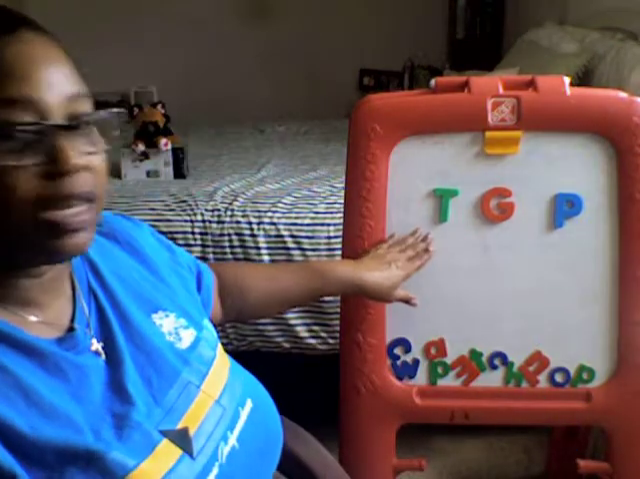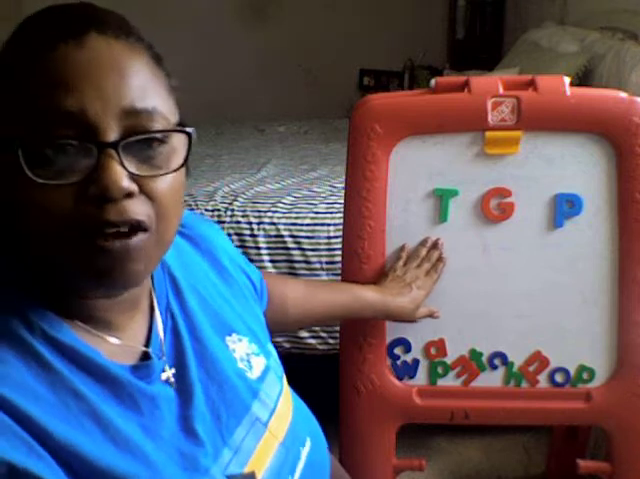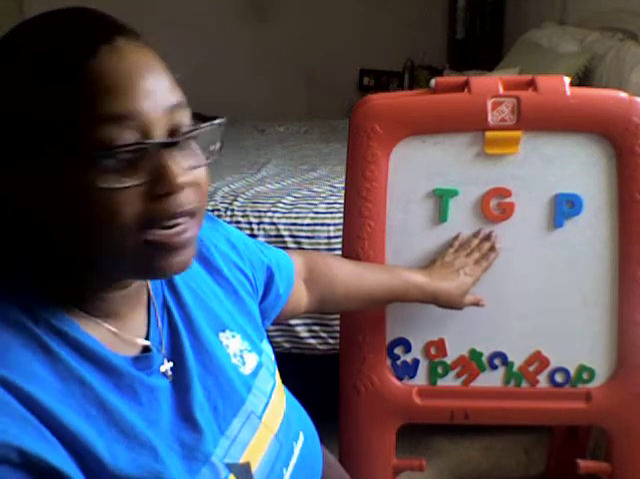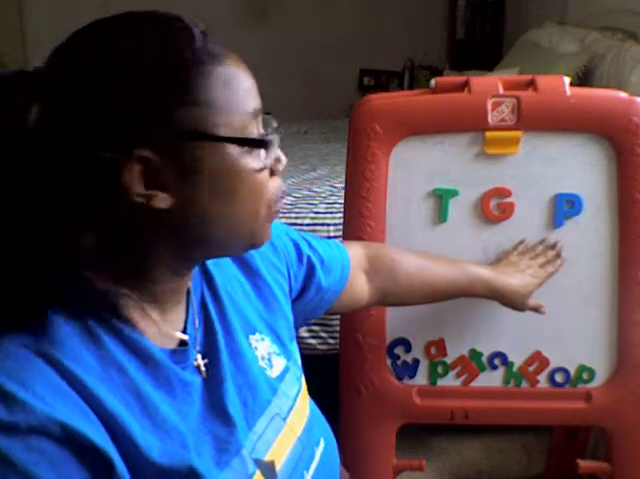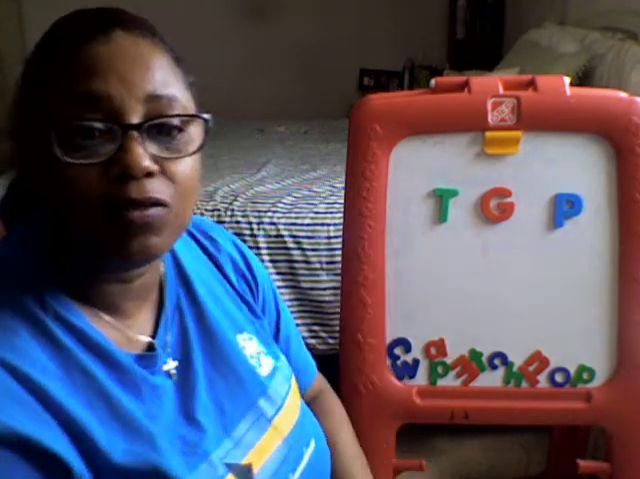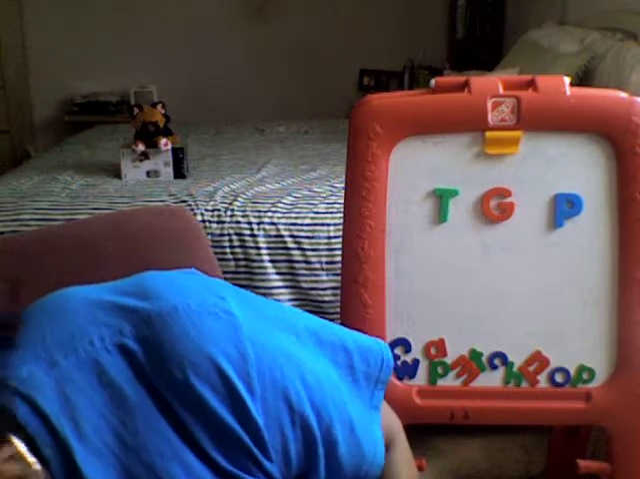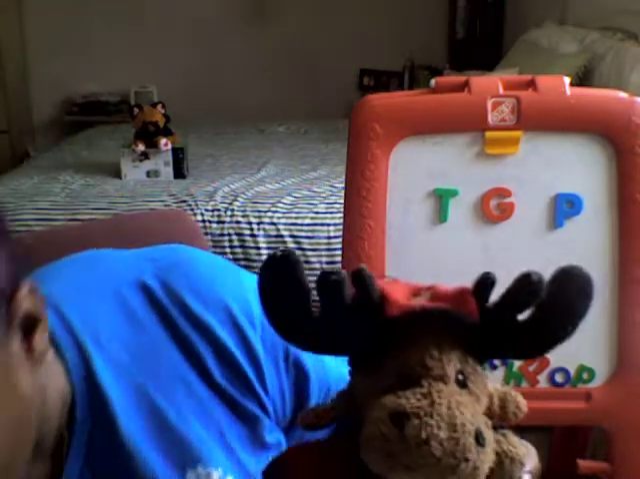Look at my board here. The letter T is first. The letter G is next. And the letter P is last. Okay? First, next, and last. Look at my animals. They're all in a row.